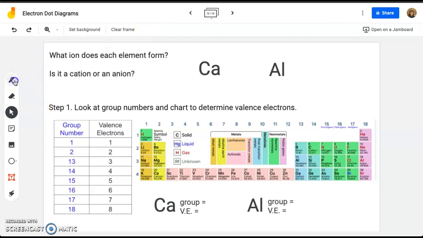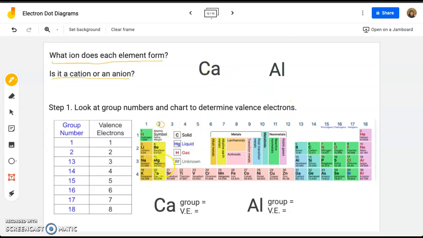All right, so how do we know what ion does each element form? And is it a cation or is it an anion? Okay, so we have calcium and aluminum here. So step one, we are going to look at the group numbers and the chart to determine the valence electrons.